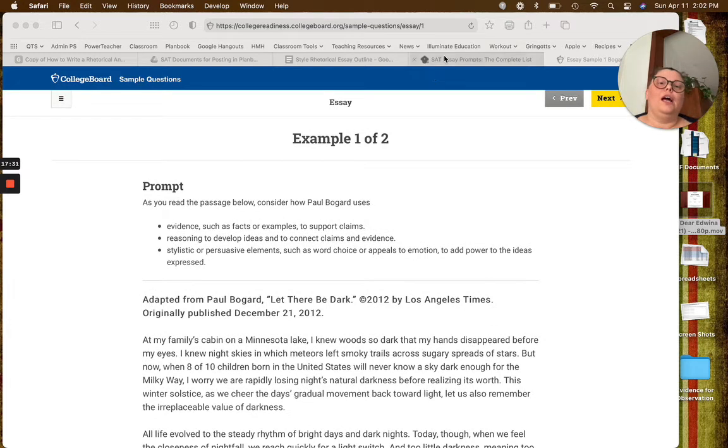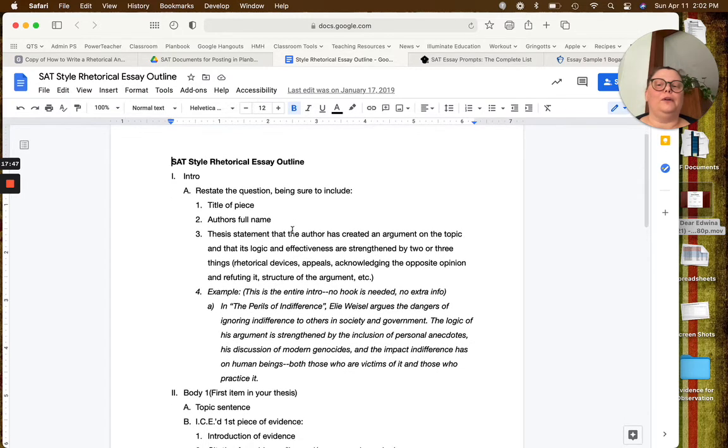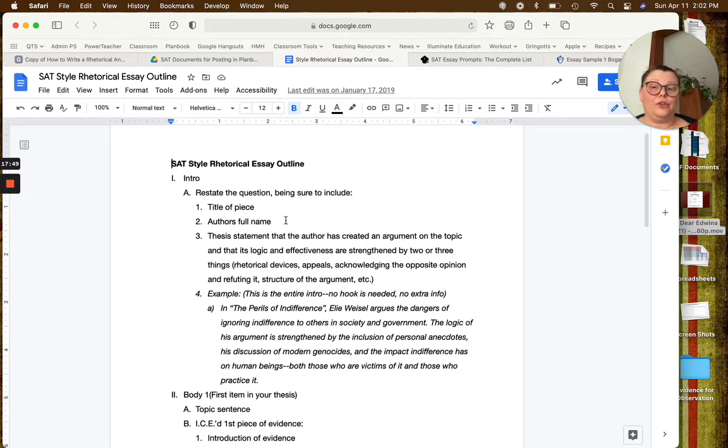So, okay. This is where I want you to look at the SAT style rhetorical essay outline. Okay? That's attached to this as well. And I'm going to run through it with you. This is how you structure it. So the intro, restate the question, being sure to include the title of the piece and the author's full name.